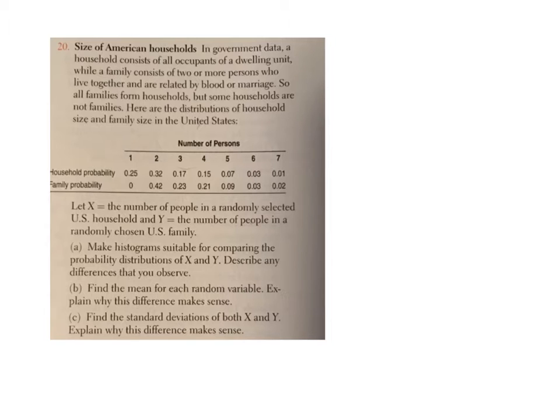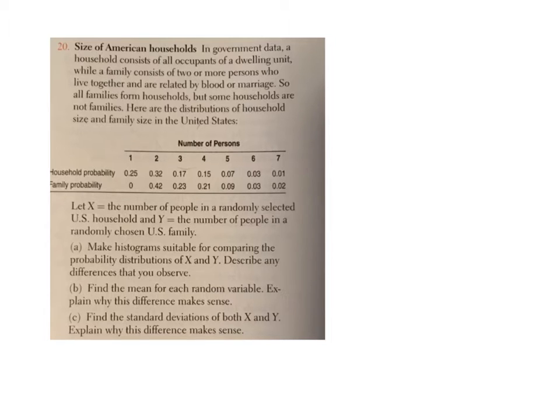In government data, a household consists of all occupants of a dwelling unit, while a family consists of two or more persons who live together and are related by blood or marriage. So all families form households, but some households are not families. Here are the distributions of household size and family size in the United States.